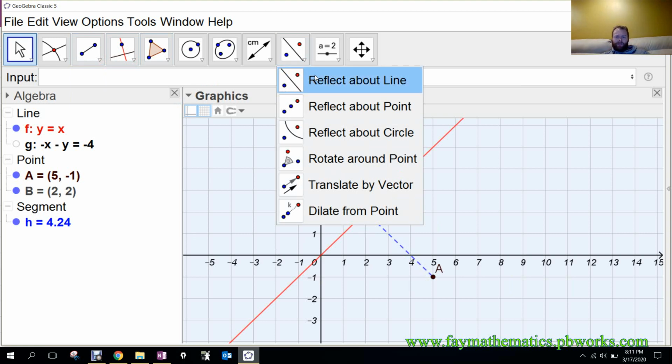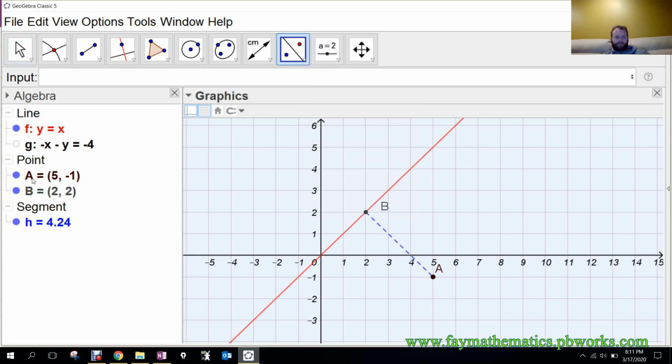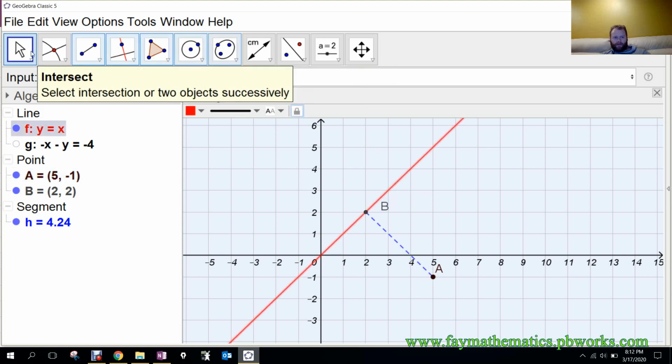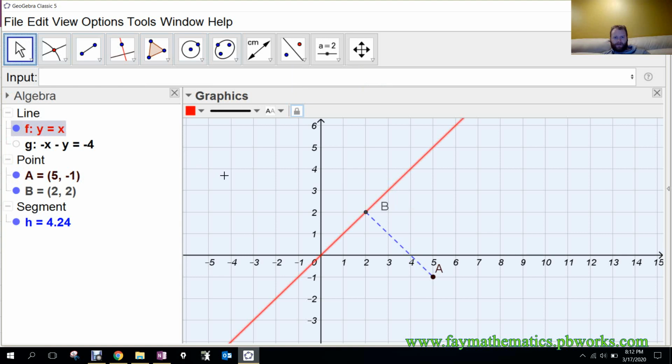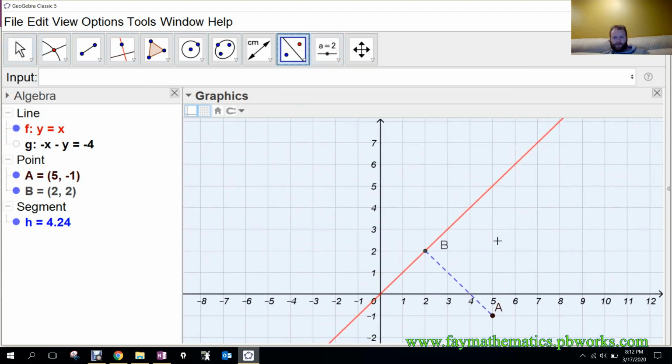When we choose this object to reflect, it says we can reflect about a line. So I'm going to take point A, and we'll reflect it about the red line. For some reason, it's not working. There we go. So A, reflected about that line. There we go. We get A prime.